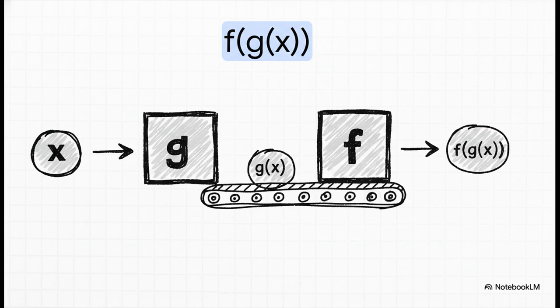And finally, we have composite functions. These really are like a little assembly line. You take an input, x, and you feed it into the first function, g. Then you take whatever comes out and immediately feed that result into the second function, f. This is perfect for modeling processes that have multiple steps, like, say, converting dollars to euros, then taking that euro amount and figuring out what it's worth in yen.